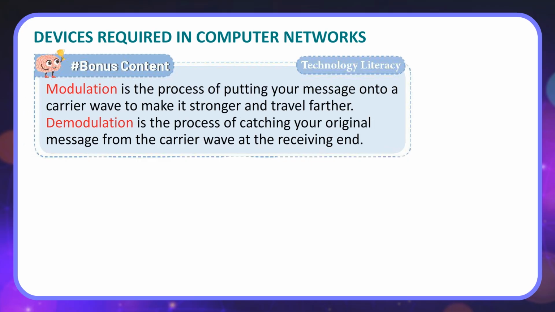Modulation is the process of putting your message onto a carrier wave to make it stronger and travel farther. Demodulation is the process of catching your original message from the carrier wave at the receiving end.